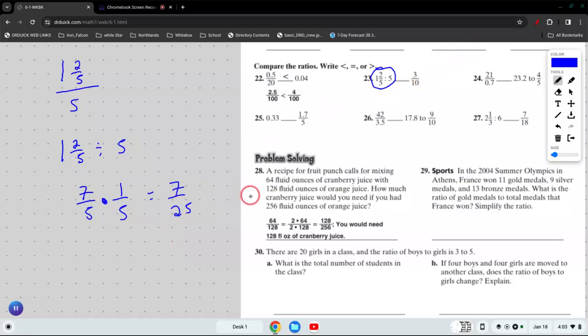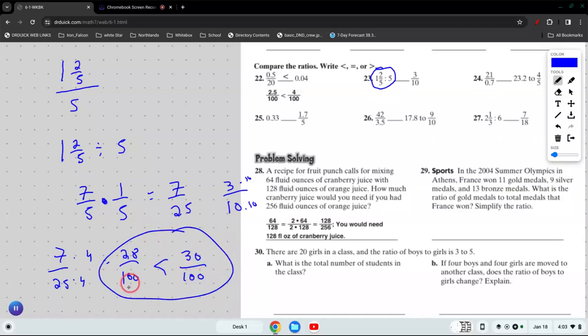But this, you can't compare them. It's really kind of hard. This is 3/10. You can't do that. So what I got to do, I got to take 7 over 25, multiply them both by 4, right? That ends up being 28 over 100. And then this one's still 3 over 10. You got to multiply these by 10, right? This would be 30 over 100. You can say that's bigger, right?